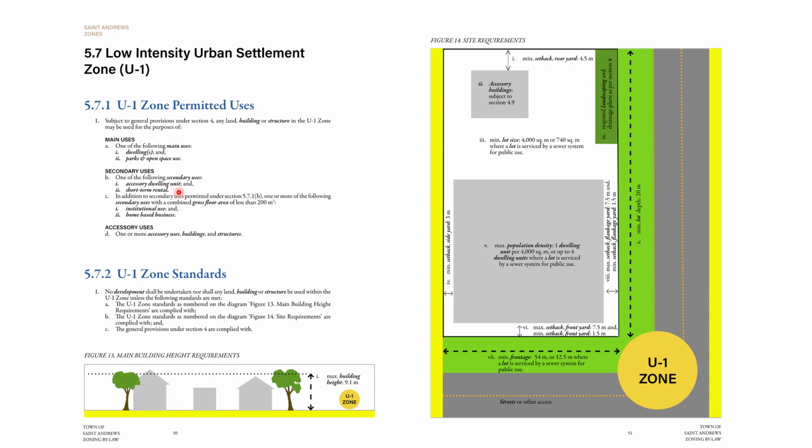Within the urban zone, short-term rentals, except for the highest intensity urban zone, which I'll talk about, have to be a secondary use. There has to be a main dwelling with a main long-term resident who occupies it. That can be used as a short-term rental when that occupant is not there, but there has to be that main long-term occupant. You can also have secondary institutional uses and home-based businesses so long as the floor area is limited to 200 square meters.